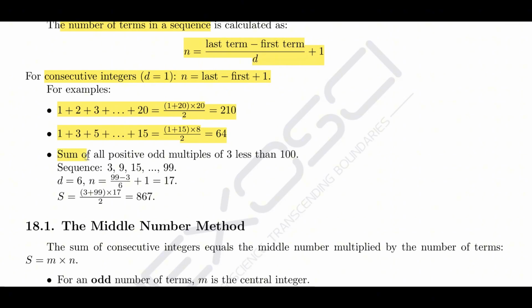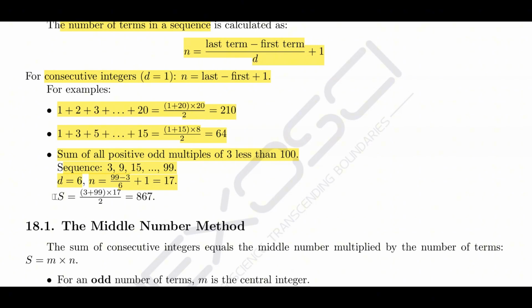Finally, let's look at the positive odd multiples of 3 that are less than 100. The sequence goes 3, 9, 15, 21, and so on, until 99. Notice that the difference here is 6, because each term is 6 more than the one before. Now, to find out how many terms there are, we can use a simple formula. Take the last term, subtract the first term, divide by the common difference, and then add 1. So here it's 99 minus 3, that's 96. Divide 96 by 6, you get 16. Then add 1, and that makes 17. So there are 17 terms in this sequence.